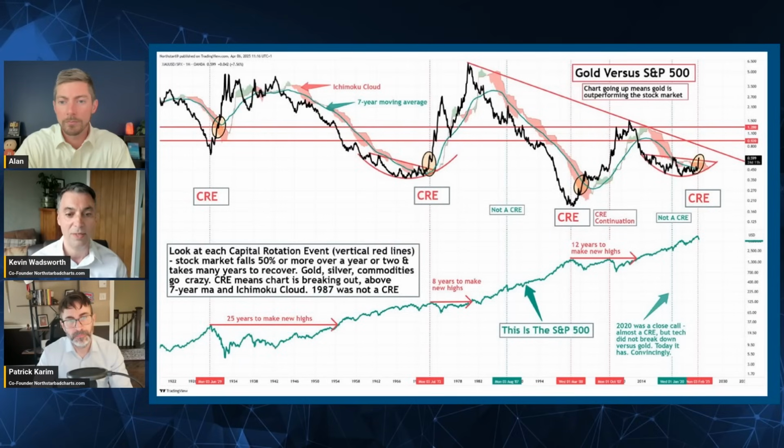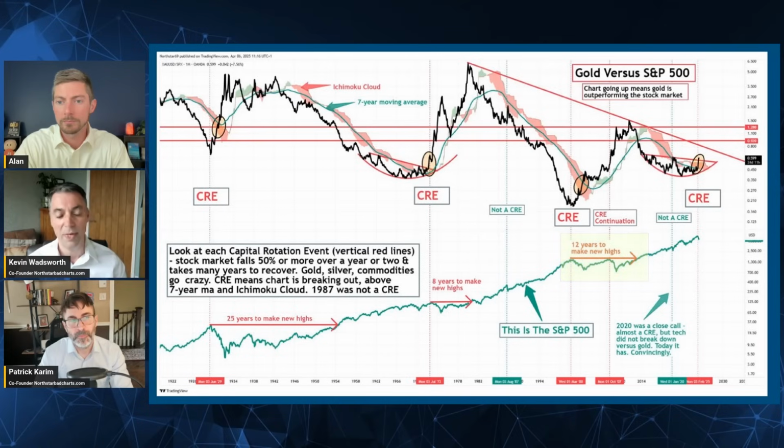And then again, in the 1970s, we had 8 years to make new highs. And in fact, it was quite a bit more than that before it made new highs and sort of reliably held on to those highs. And then the more recent one in 2020, we had over a decade where the S&P 500, the US stock markets, did not make new highs.